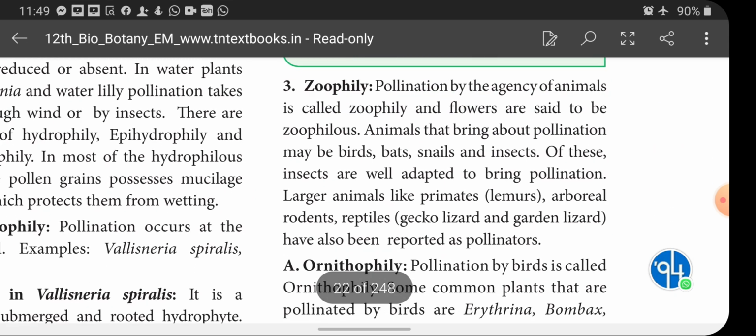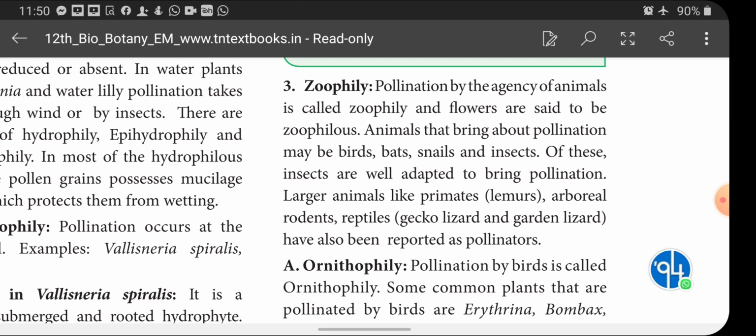And next one is the third type, zoophily. By the word itself you could understand that pollination by the agency of animals is called zoophily, and flowers are said to be zoophilous flowers. Animals that bring about pollination may be birds, bats, snails and insects. Of these, insects are well adapted to bring pollination. Large animals like primates, lemurs, arboreal rodents, reptiles, gecko lizard and garden lizard have also been reported as pollinators.